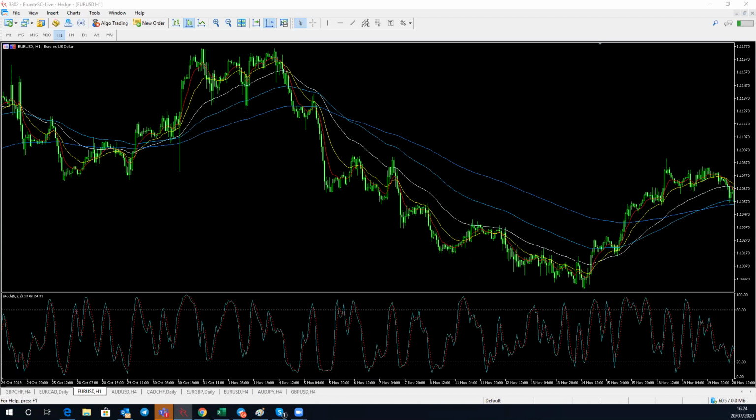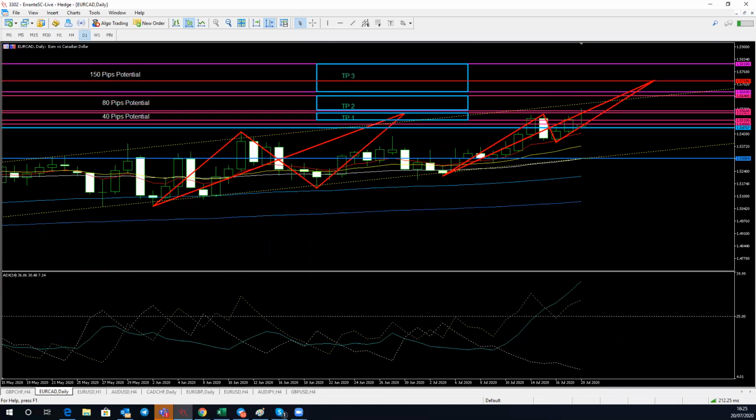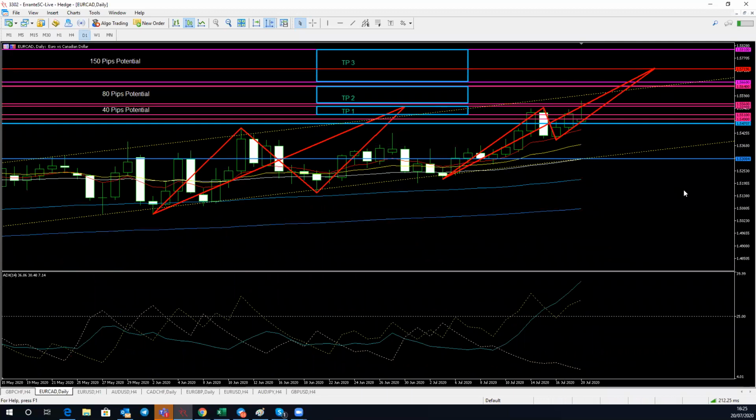Euro CAD, you have not set your SL. You can set it a little bigger, I think, for your Euro CAD as well, because the only time I can say you can set your SL a little bit bigger is when the trend is really strong. The trend for Euro CAD is looking quite good, especially on the daily chart. The daily chart has set the direction for the entire Euro CAD, so the Euro CAD is definitely moving to the upside as well.